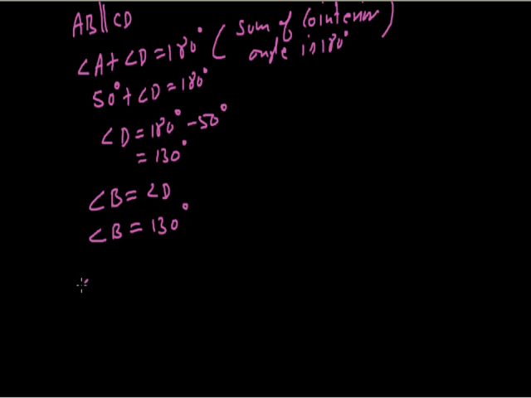So the remaining angles, that is angle B is 130, angle C is 50 degrees, and angle D is 130 degrees. So these are the remaining angles of a parallelogram ABCD. Now we move to the next question.